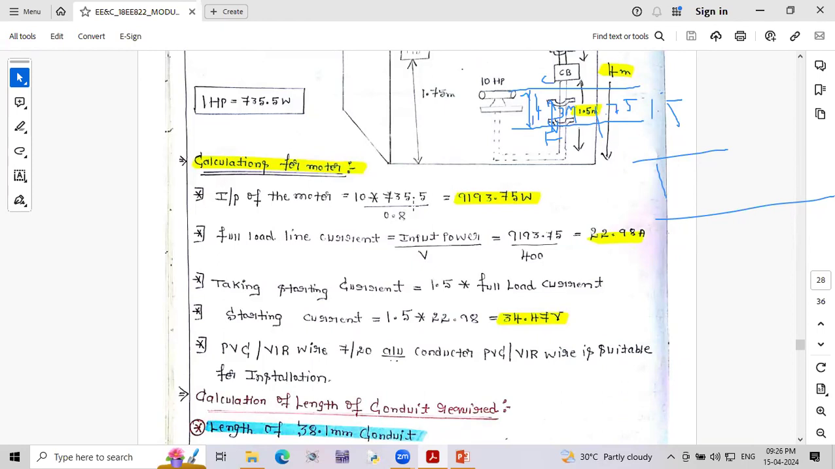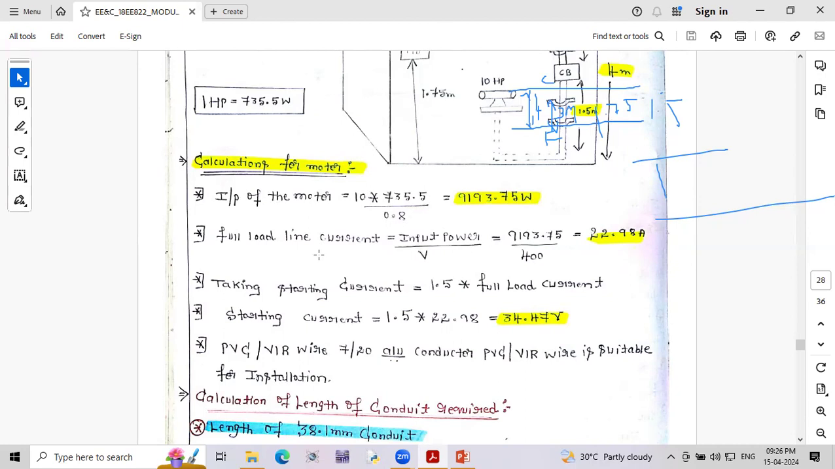Here power factor is nothing but what? Output divided by input. Here this is nothing but the output. Power is the output. Motor will always convert electrical energy into mechanical energy. Here electrical energy is input, so output is this one, 10 into 735.5. 10 is nothing but HP. So output divided by eta, that is nothing but the input power. Total 9193.75 watts ಬರುತ್ತೆ. Full load current ನ find out ಮಾಡಬೇಕು.